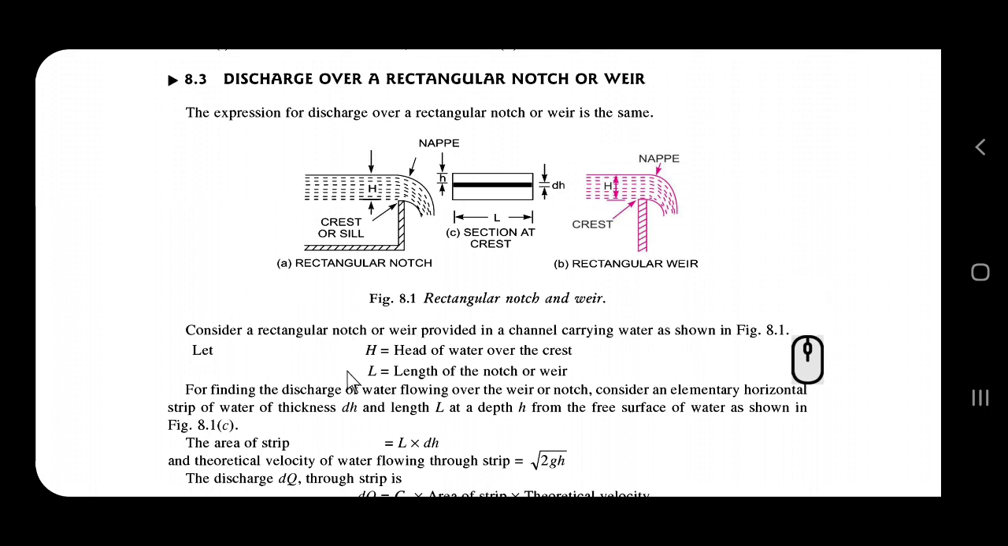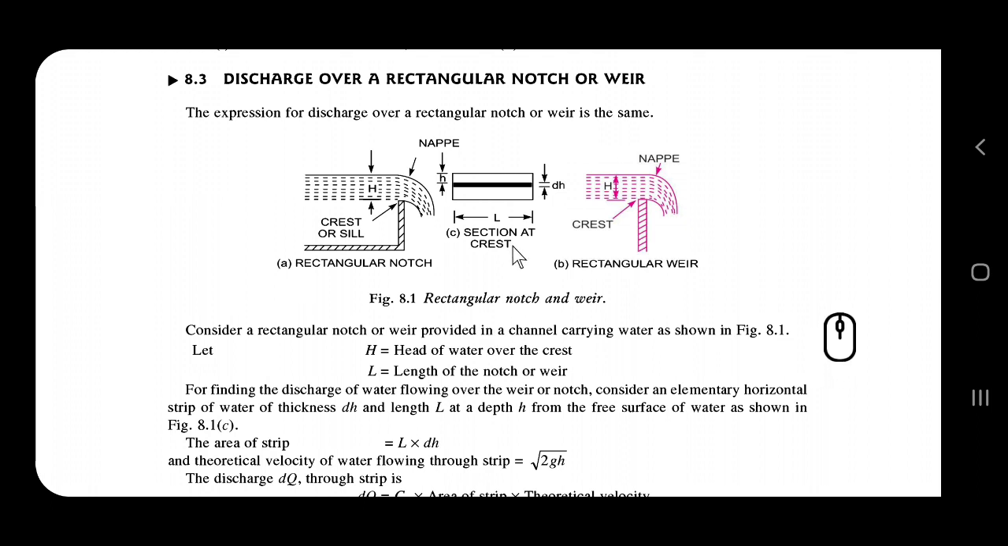So here you can see a rectangular notch, the crest or sill of the notch, and the nappe of the notch or weir. Capital H is the head of water over the crest and capital L is the length of the notch or weir.